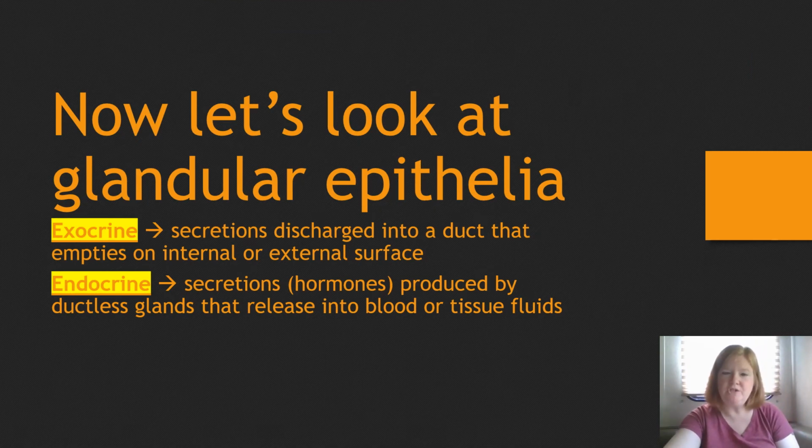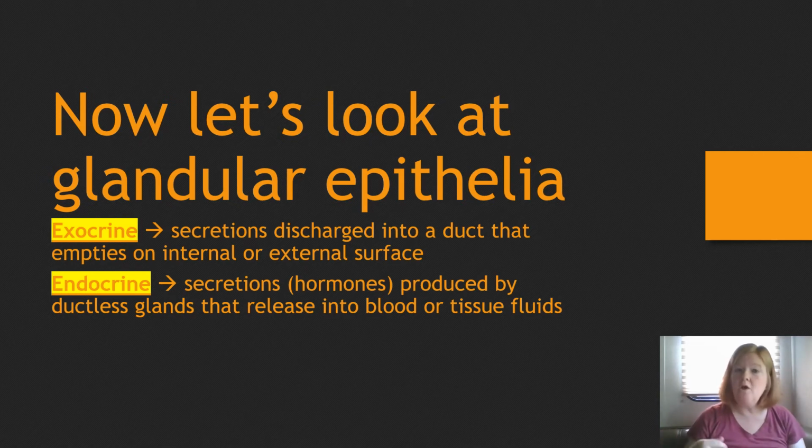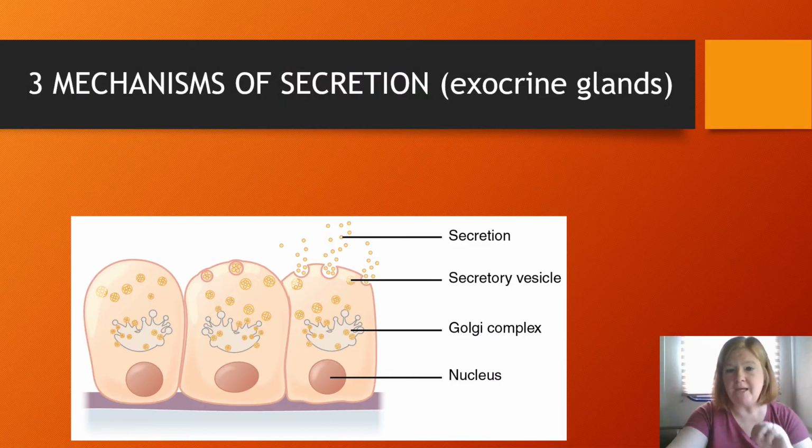Now let's look at glandular epithelia. So we have exocrine and endocrine. Exocrine, the secretions are discharged into a duct that empties either on the external surface, so like on your skin, or an internal surface. The endocrine glands, they secrete hormones, and they don't have ducts. They're just going to release their hormones into blood or tissue fluids. There are three mechanisms of secretions for exocrine glands. So we're going to focus on exocrine glands. We're going to cycle back to endocrine when we do the endocrine system. So let's focus on exocrine.